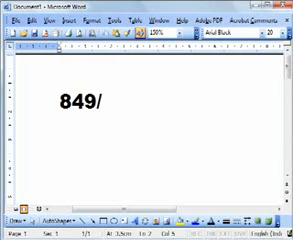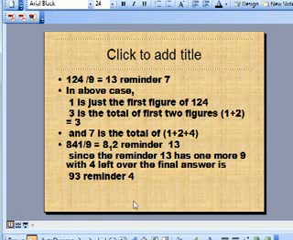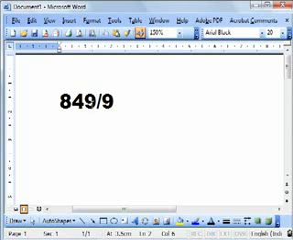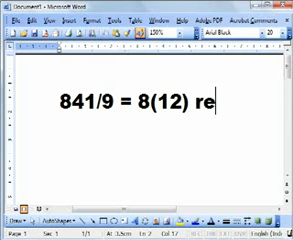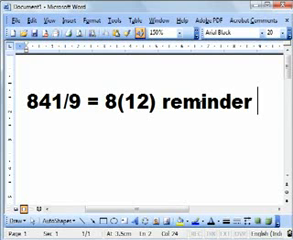849 divided by 9, this is the example we have taken, right? Sorry, just 841. So here you have to put the first number, and the second number will be 8 plus 4, which gives us 12. Okay, and the remainder will be 8 plus 4 plus 1, which is 13.